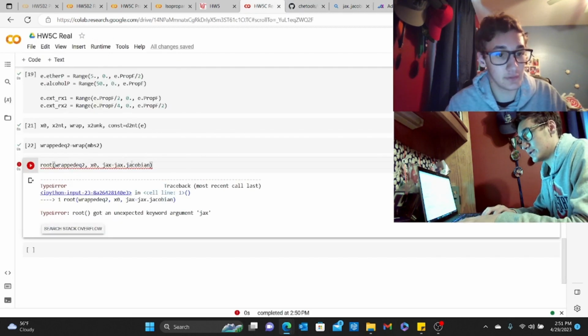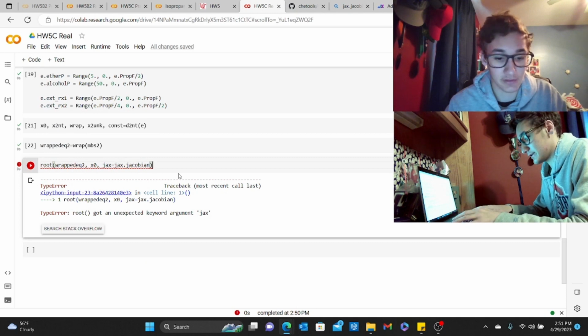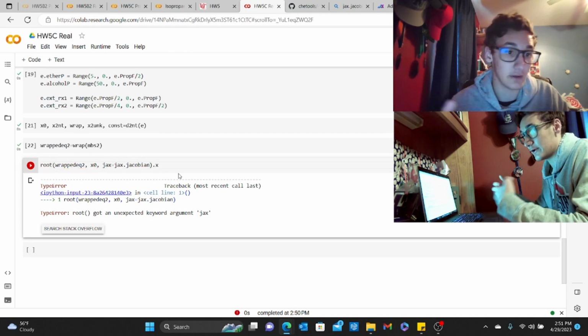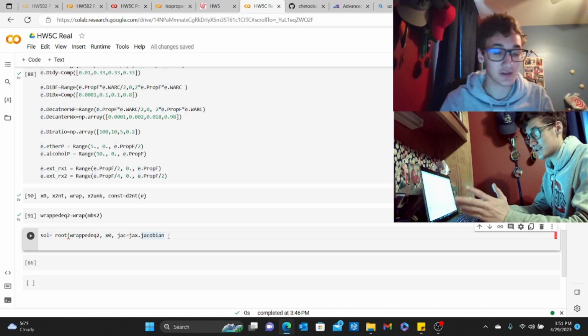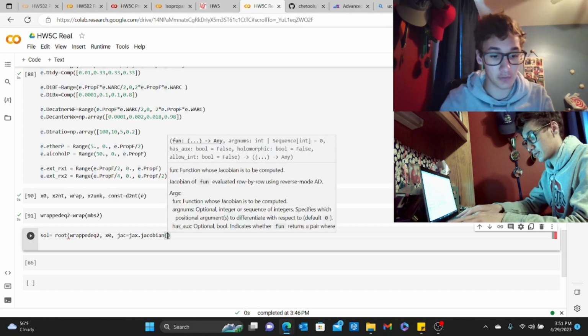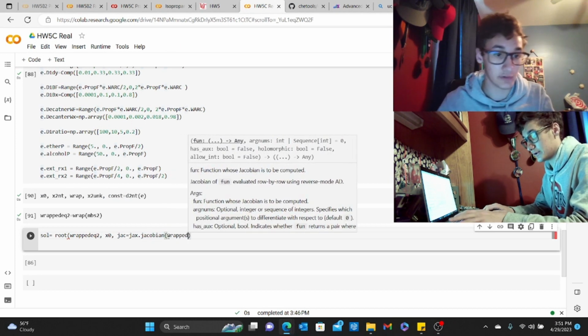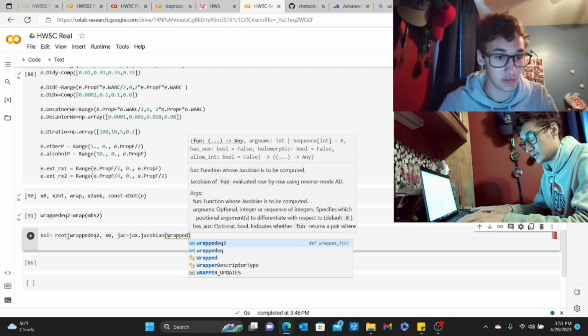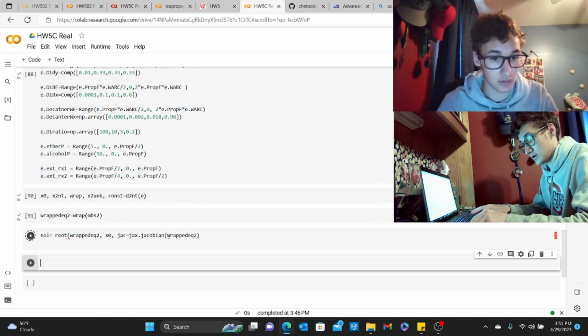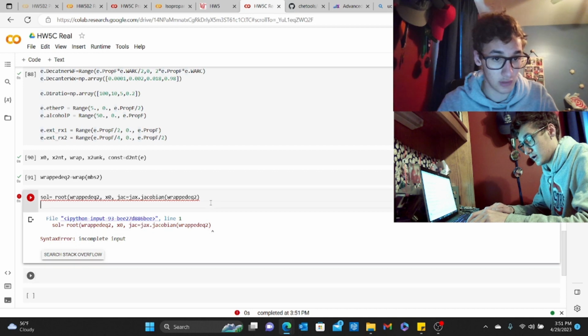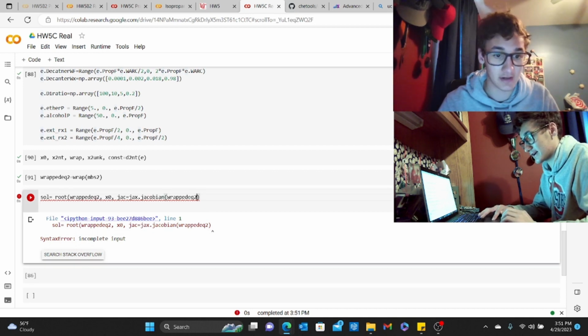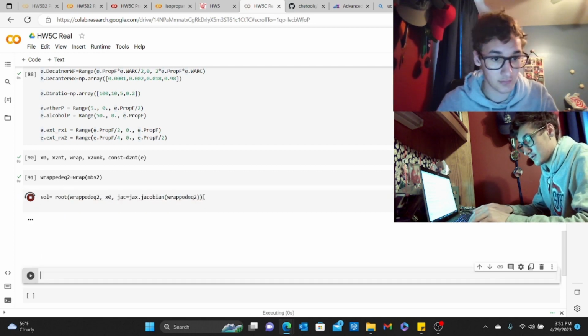again, we're going to take this to the root, which is, we're going to take that x, which will give us all of our unknown values that we're solving for. What we actually want to put in this Jacobian is just the wrapped equation, so it knows exactly what we're using. So wrapped EQ2. Oh, I need to complete that, there we go.